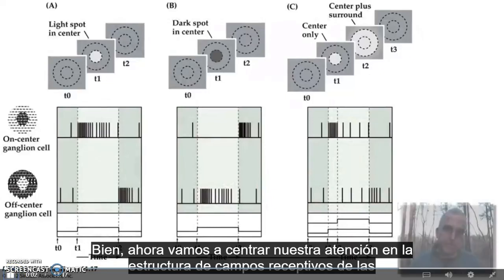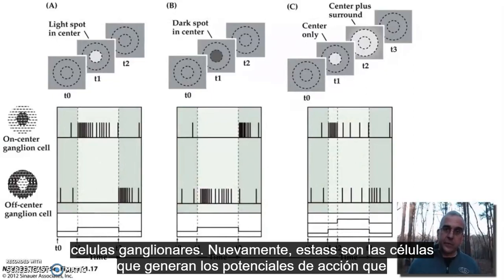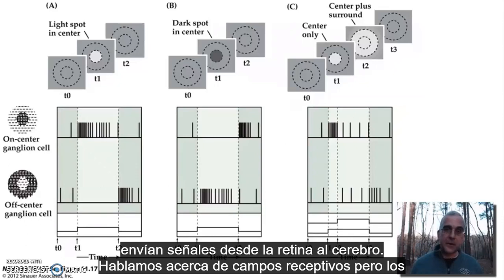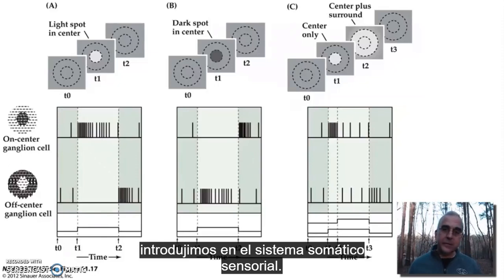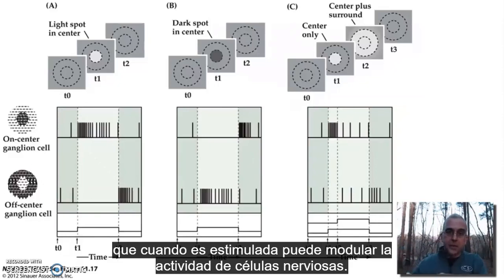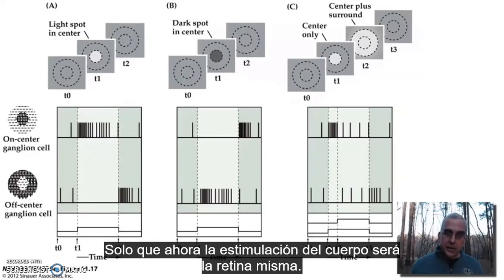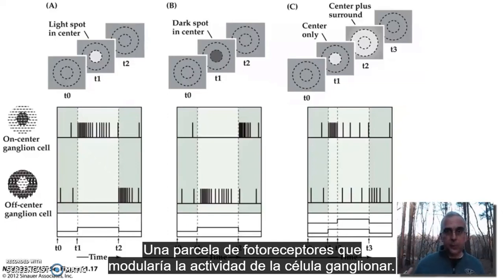Well, now let's turn our attention to the structure of receptive fields of the ganglion cells. Again, these are the cells that generate the action potentials that send signals from the retina to the brain. We talked about receptive fields when we introduced them in the somatic sensory system, and the definition of the receptive field that we gave was a region of the body that, when stimulated, can modulate the activity of nerve cells. Well, the same basic principle can apply to our retina, only now the stimulation of the body would be the retina itself, a patch of photoreceptors that would modulate the activity of the ganglion cell.